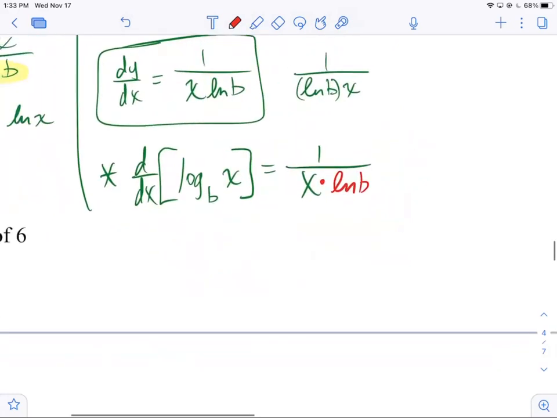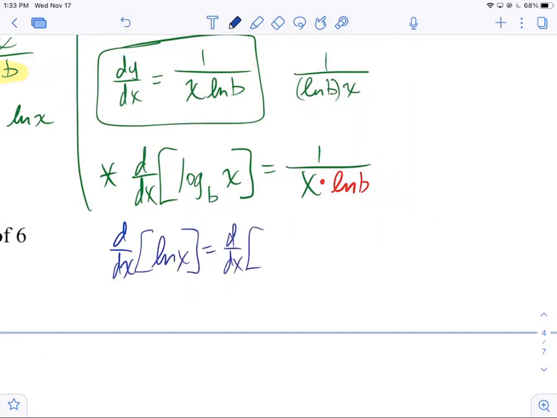Now, does it work for base e? Sure. The derivative with respect to x of the natural log of x is really the derivative with respect to x of log base e of x. So by this rule, it would be 1 over x and then divide by the natural log of the base, which is e. But what is the natural log of e? 1. So the natural log, which is the natural base, is the only log that is just 1 over the argument. Just like the derivative of e to the x is the only exponential that is e to the x.